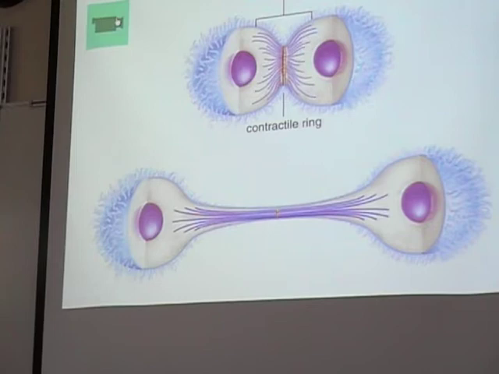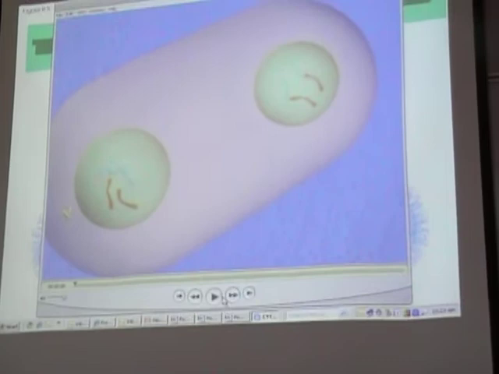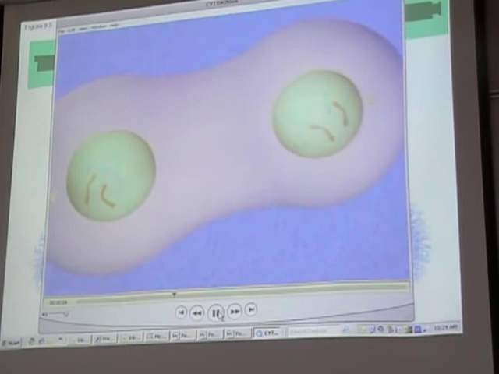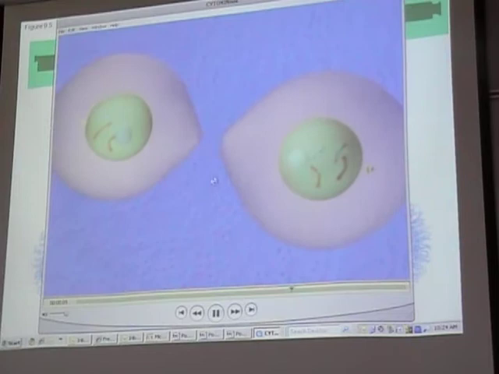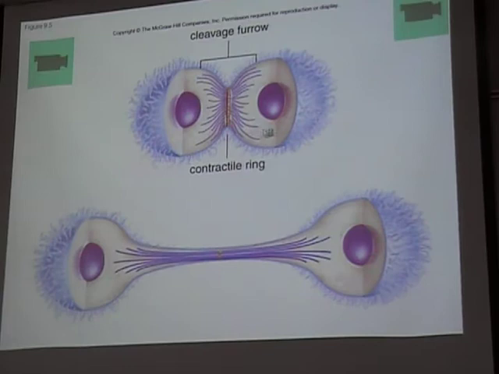Why is the cell pinching? So it can separate into two daughter cells. That's right. Watch it. There's the ring. What's that called? The contractile ring. That's cytokinesis. That's a good video. And that's the animal cell? Yes, this is an animal cell.